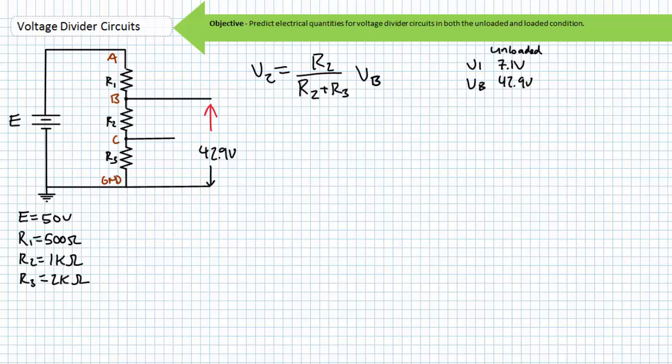This is the beauty of the VDR. As long as you're flexible, it's flexible. Substituting in the necessary values, we find V2 equals approximately 14.3 volts.